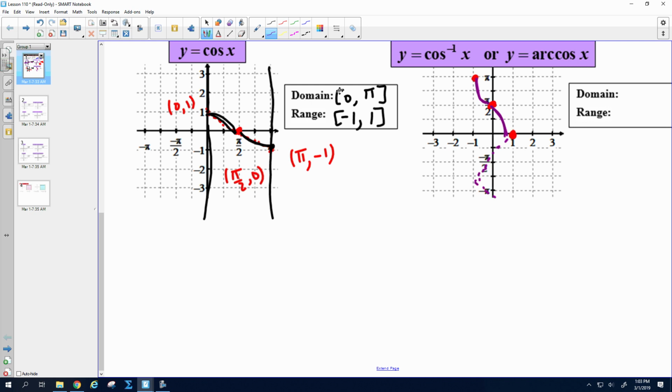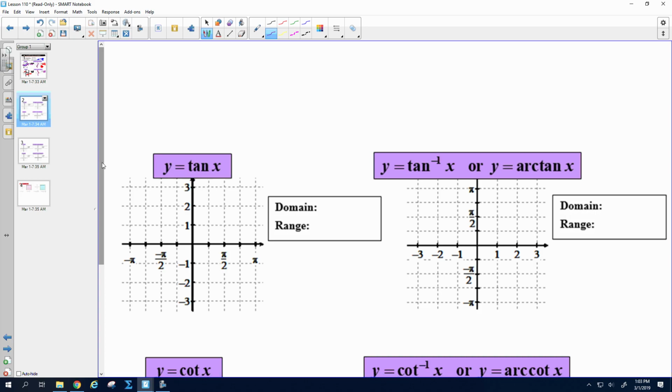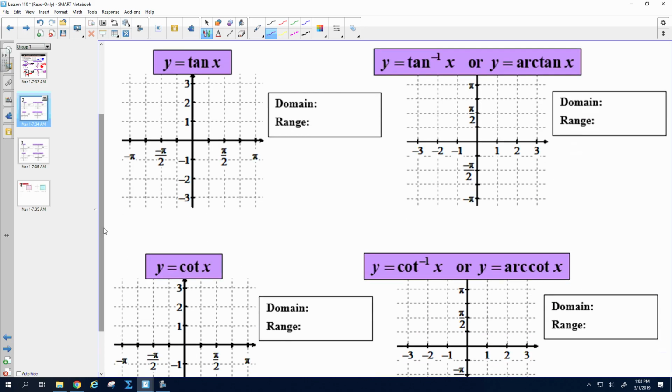All right, what happens to my domain and range? They just flip. So the domain of this one is -1 to 1, which you can see right here. And my range is going to go from 0 to pi. All right, tangent. Tangent graphs go through what point? 0, 0. Good. And we have asymptotes at pi over 2 and -pi over 2.